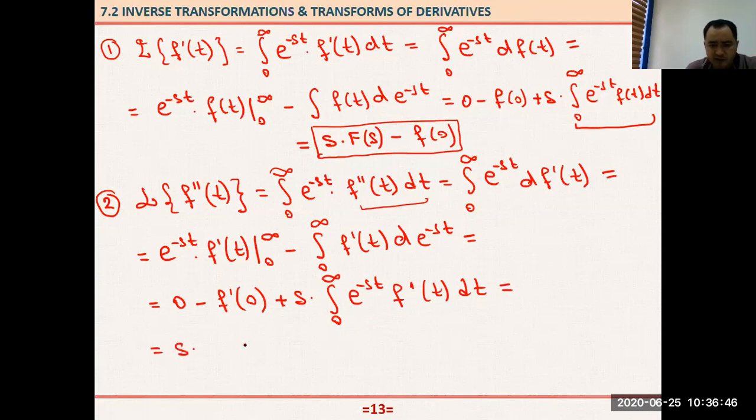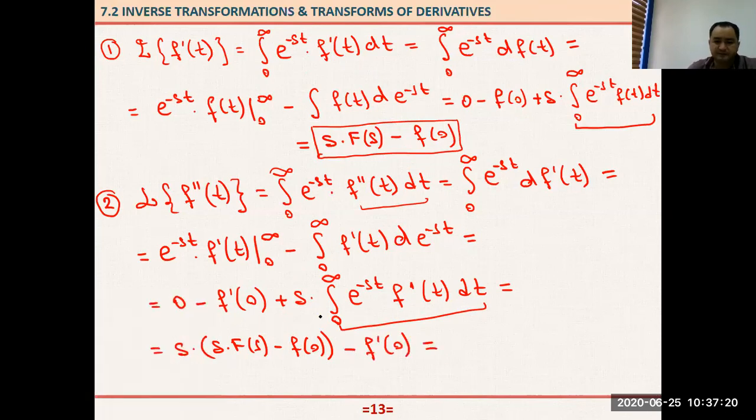Now let me just write this first. Here we have s, and this expression we have just calculated, evaluated here: e to the power minus st, f prime of t dt, the same thing. And that thing is equal to this, right? So if I substitute here, I have s times capital F of s minus f of 0. And with one more term here, that is minus f prime of 0.